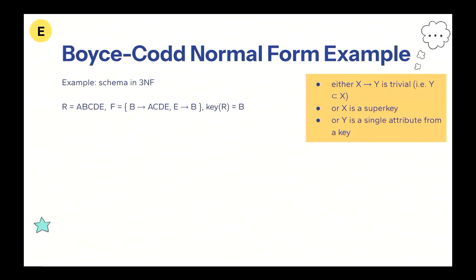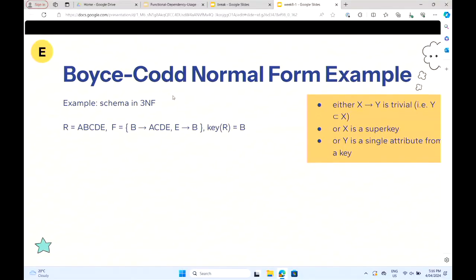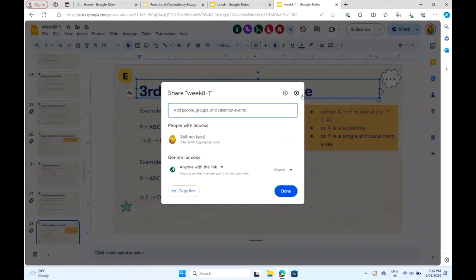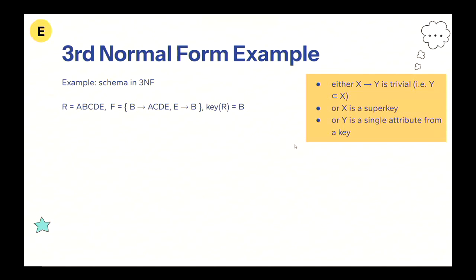So let's have a look at an example of the third NF. So remember, here are the three conditions that the functional dependencies should fulfill. It should fulfill at least one of them. So this one, the first relation, is in the third normal form.